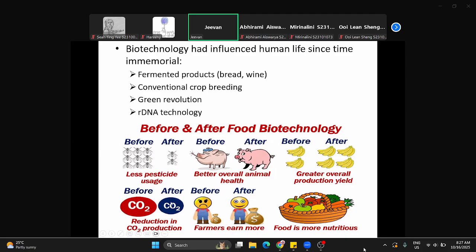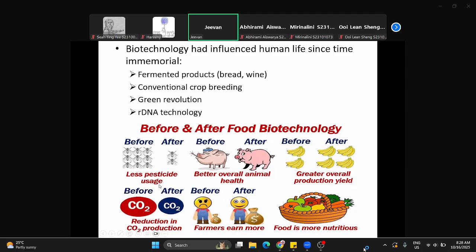For example here, we were facing a lot of pest problems, and after food biotechnology was introduced, we have reduced the amount of pesticide usage by incorporating some genes into the plants, which makes the plant not liked by the pest. So the pests don't like to eat the plants anymore. In this way, we have reduced it. Another one is also by using biological competition when it comes to pesticide, biological control.